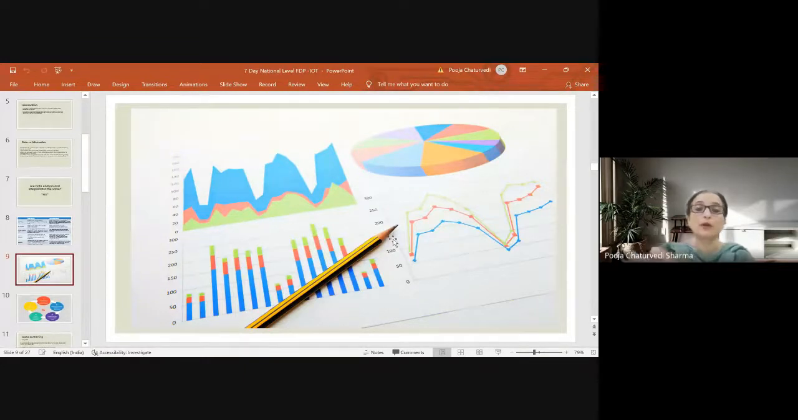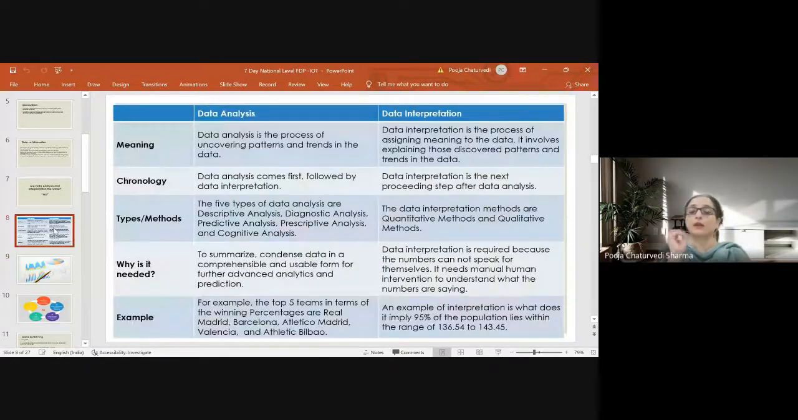So this is the example of data analysis, the presentation part of it. And once you start digging deep into this data, this analysis, that will be the interpretation. When you talk about chronology, the sequence, yes, definitely data analysis is done first and interpretation follows. When you talk about methods and types, there are 5 types of data analysis: descriptive, diagnostic. We will talk about all of these types in detail. And interpretation has only 2 types: quantitative and qualitative. Now, why do you need them?